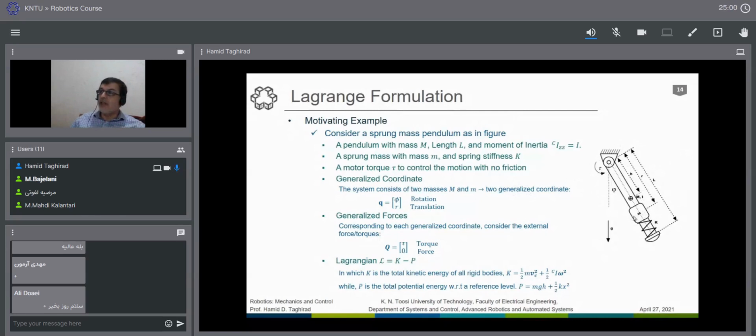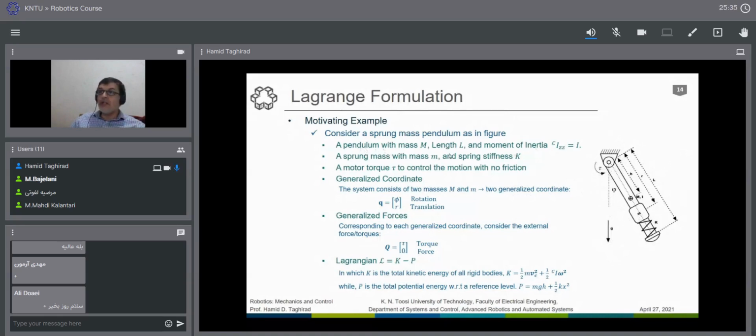And finally, we have considered that the gravity is in y direction, or in minus y direction. We have x and y here. And we have an input torque or a motor just on this joint. We don't have any motor here. This is just sprung. But here we have a torque applied to the system.